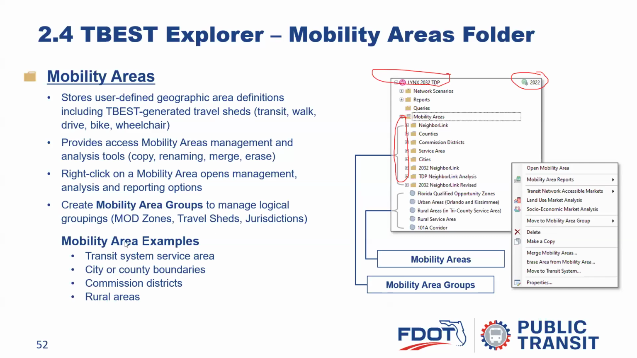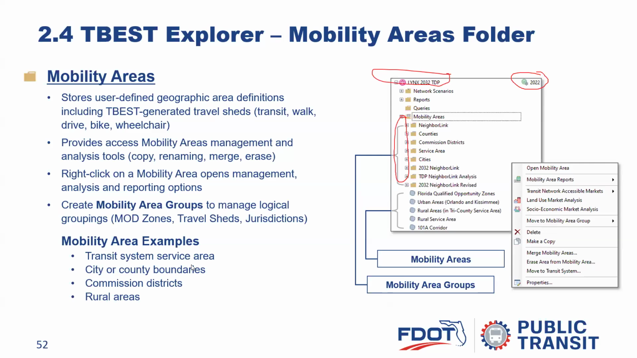Some mobility area examples include transit system service area, city or county boundaries, commission districts, and rural areas. So if you can think of, in your transit planning workflows, you're often maybe looking at rural areas as opposed to urban areas, and then doing market analysis and asking what is my service in a rural area versus urban areas. Those are the kinds of things that TBEST can easily answer for you, especially along with a mobility area as a definition of geography.